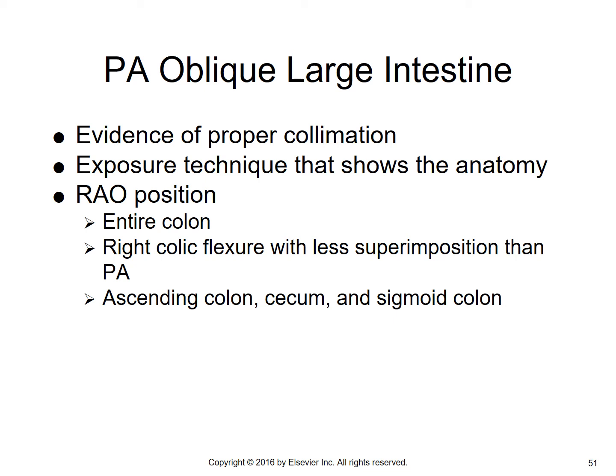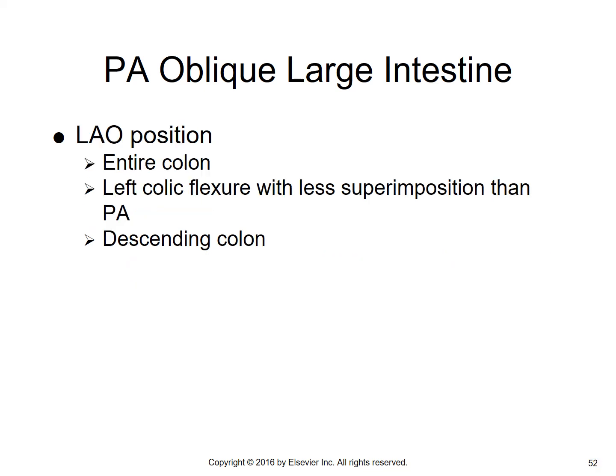For the PA oblique projections, proper collimation, exposure technique that shows the anatomy. RAO, we want to see the entire colon. Right colic flexure with less superimposition than the PA. Ascending colon, cecum, and the sigmoid. So for the RAO, what are we going to open up? The hepatic flexure. And then if we move on to the LAO, once again, we want to see the entire colon again. Left colic flexure with less superimposition than PA, so we're going to open the splenic flexure, and then see the descending colon.